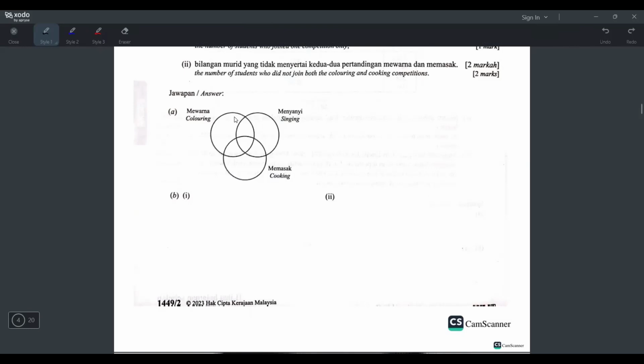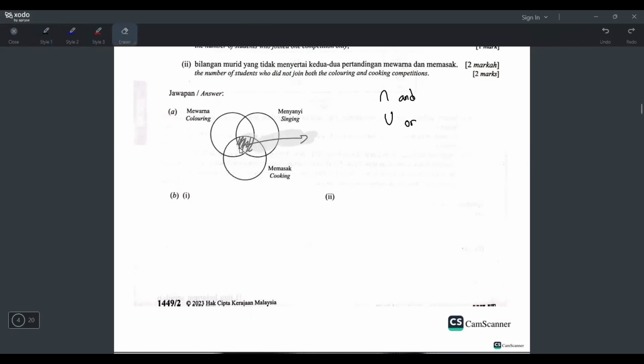So this is coloring, this is singing, this is cooking, right? You can see they got overlap, right? Can you tell me this region right here represents orang yang suka apa? This region in the middle represents student yang join competition coloring and singing and cooking. N is intersect, and union is or. So this region is the intersection of three, so it is coloring and singing and cooking. Itu maksud dia.